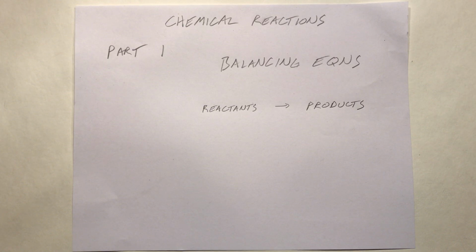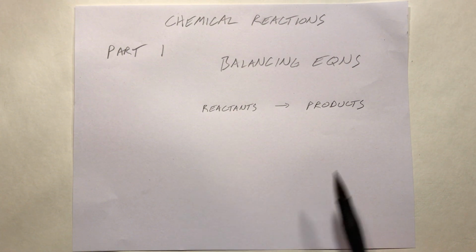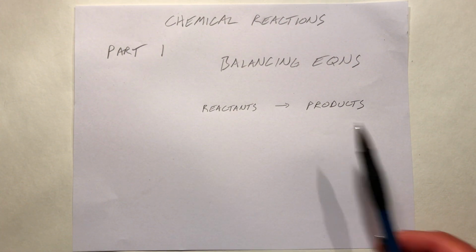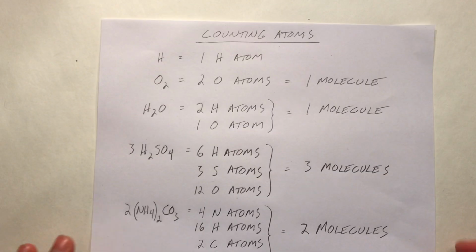Chemical reactions, part 1. Balancing equations. Making the number of atoms on the reactant side equal to the number of atoms on the product side. Let's start out with a discussion of counting atoms.